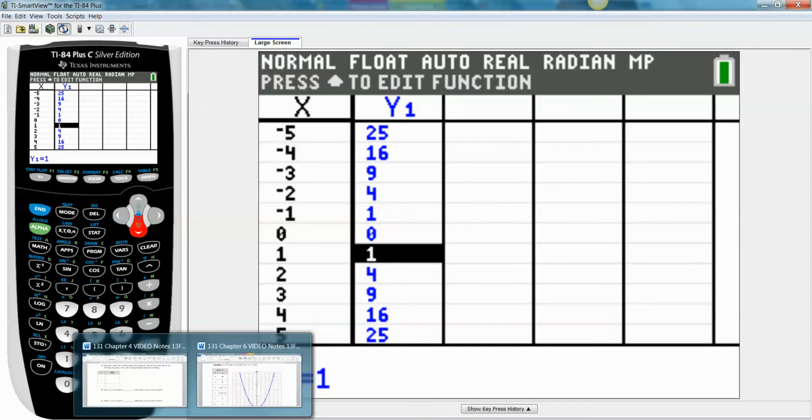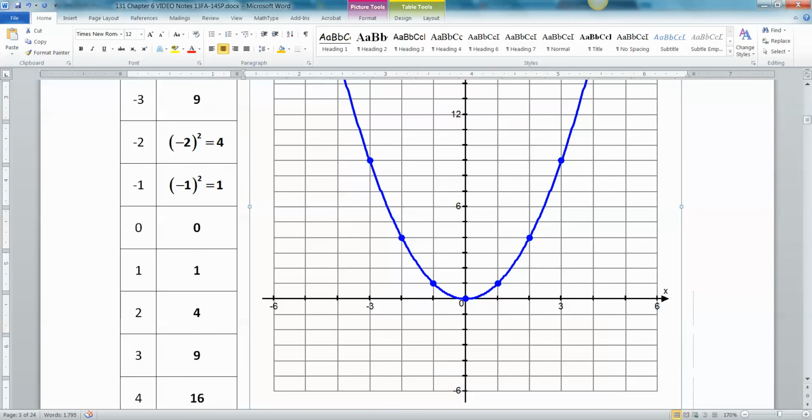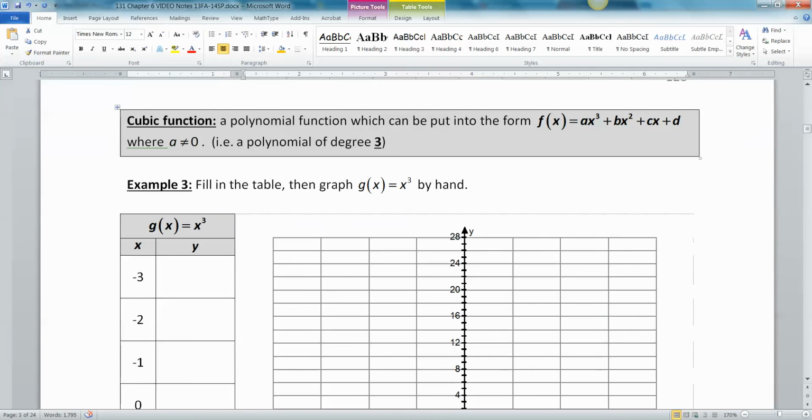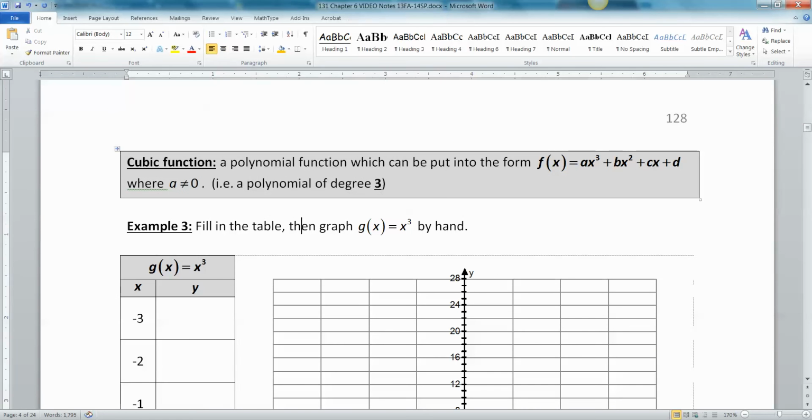Okay, so that's a basic quadratic function. It makes a parabola shape, very important to us. We'll be coming back to that idea later in the chapter, and in chapter 7 as well. We're also going to look just real briefly at what a cubic function looks like. Cubic functions are degree 3, so the highest variable power you'll have is 3.